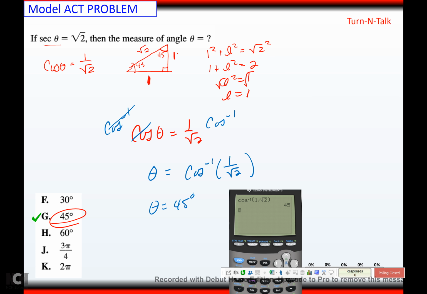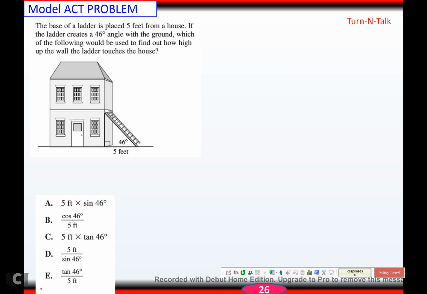Again, if you remember your 30, 60, 90s and your 45, 45, 90s, which you should. I mean, they do come in very handy, but so does a calculator. Okay, try this one. Hit pause. Come back when you're ready.